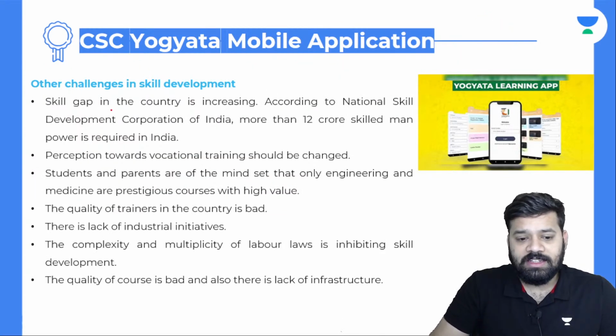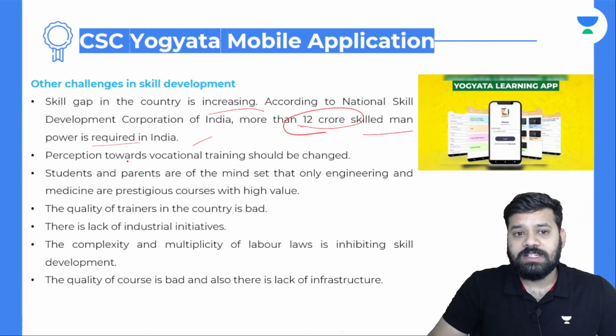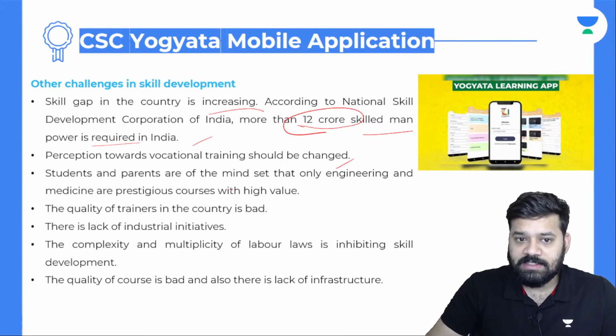Going forward, what are the other challenges in skill development? Skill gap in the country is increasing. According to the National Skill Development Corporation of India, more than 12 crore skilled manpower in India is required. Perception towards vocational training should be changed. Students and parents are of the mindset that only engineering and medicine are prestigious courses with high value. That is true, right? So if a son is born, engineer; if a daughter is born, medicine. That's the mindset that Indian parents have.